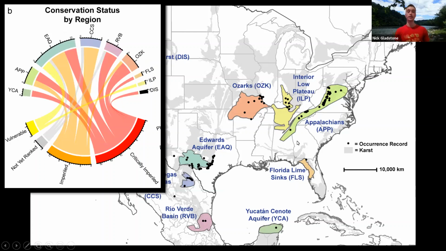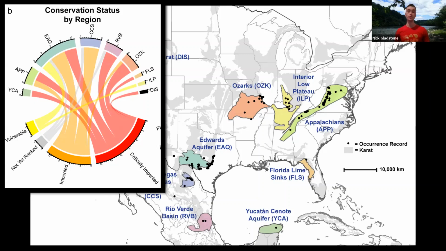The other thing to take away, and I think this is more important to some of the topics later, is that about 30% of them are critically imperiled. Another 25 or so percent are imperiled, and the others are either not assessed or vulnerable. So every one of the described species is either of unknown vulnerability, or certainly vulnerable, and most of them are on the brink of extinction.